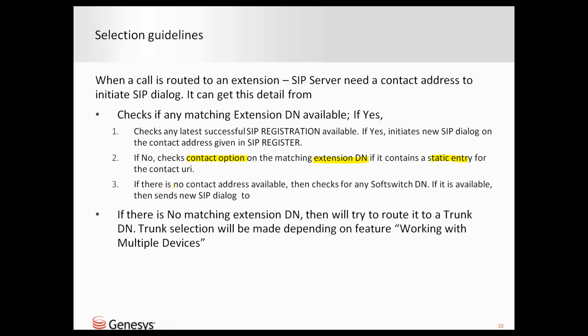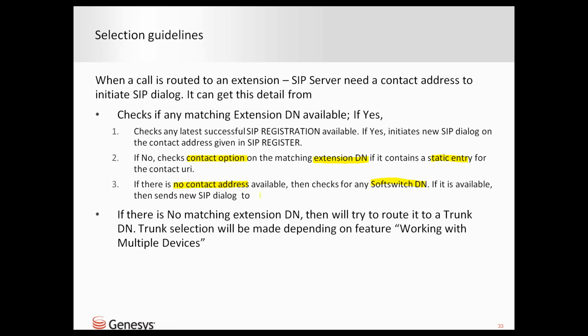If there is a matching extension available, but there is no contact address available and no SIP registration available, then SIP server will check for a soft switch DN. If that is available, it's going to send a new SIP dialog to the soft switch. One important point, in case you do not have a soft switch DN, then the call will fail.